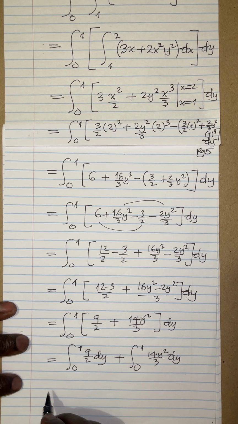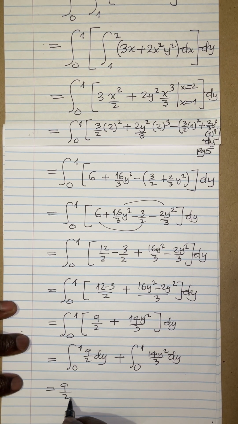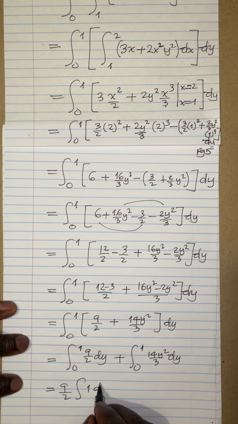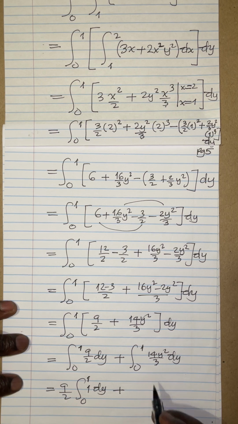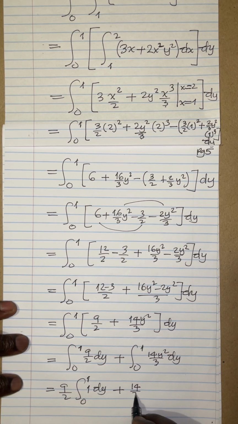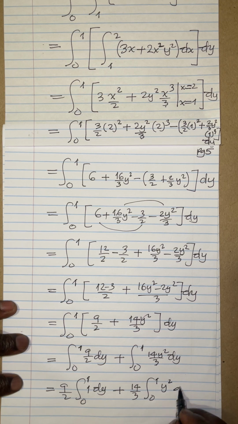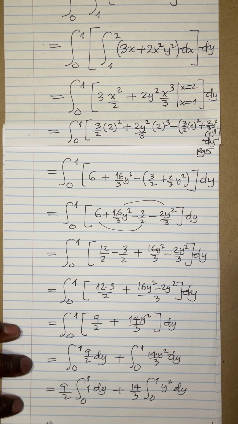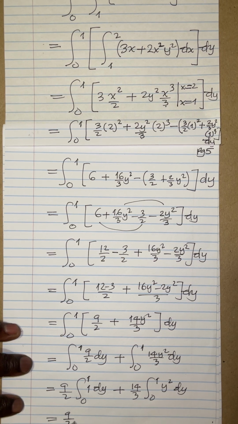9 over 2 is a constant, I can take it out, 9 over 2, and then I'm going to say integral of 1 dy from 0 up to 1, and then plus 14 over 3 is a constant, I'm taking it out. Then I'm going to say integral from 0 up to 1 of y squared dy. Now the integral of 1 with respect to y is y, so this is 9 over 2 y.